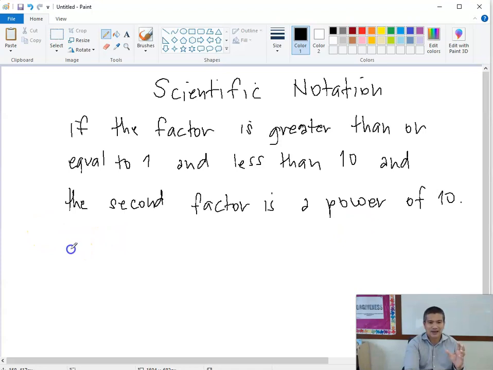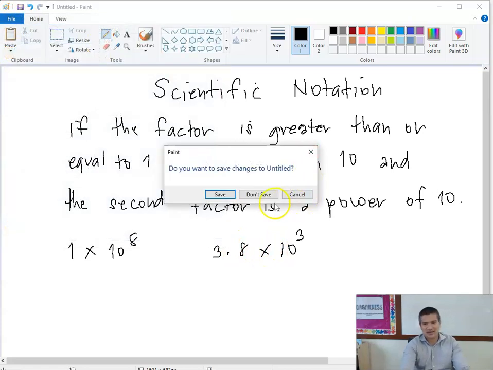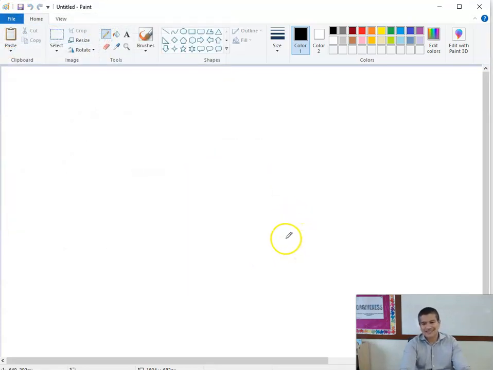So for example, we will have 1 times 10 to the power of 8. We can have 3.8 times 10 to the power of 3, or cube. These are big numbers, and we shorten them in the form of scientific notation. So for example, how will we simplify numbers with scientific notation? Let's say we have 1,300. Write it in scientific notation.